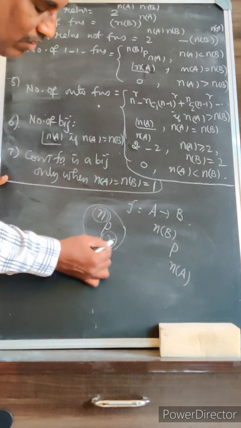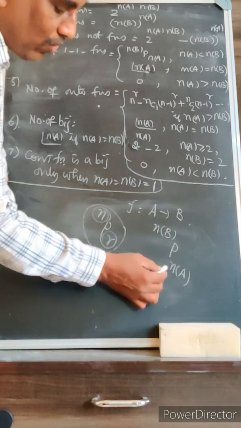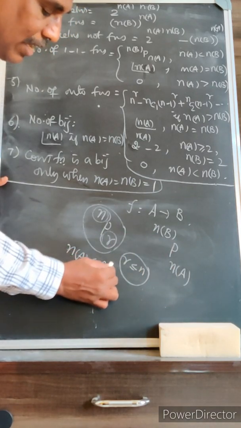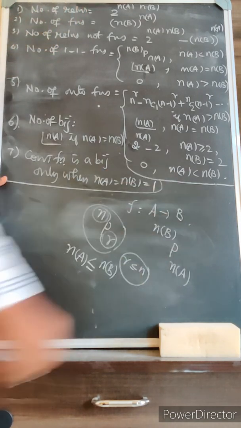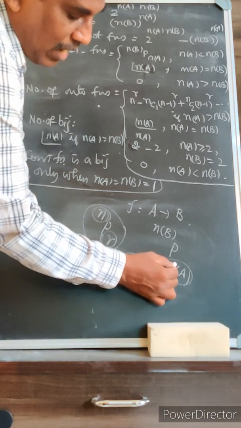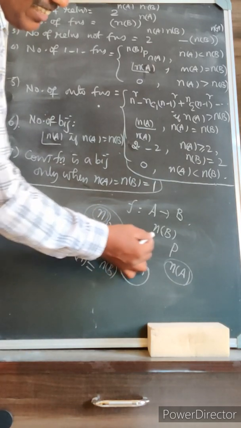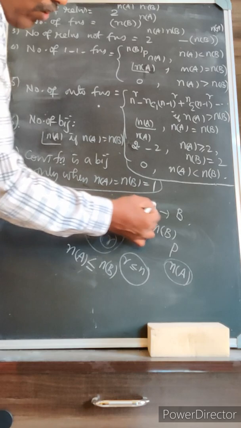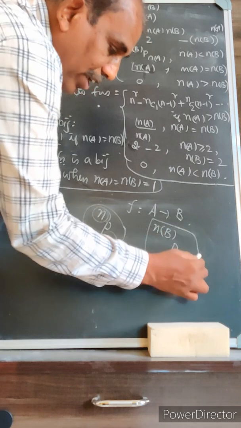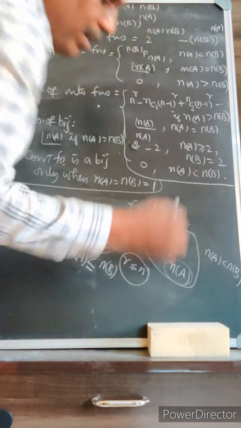You know nPr is defined only when r is less than or equal to n. So the number of 1-1 functions will be defined only when n(A) is less than or equal to n(B). n(A) must be either less than n(B) or equal to n(B). Otherwise, nPr will not exist. Therefore, the number of 1-1 functions from set A to set B is n(B)P n(A) if n(A) is less than n(B).